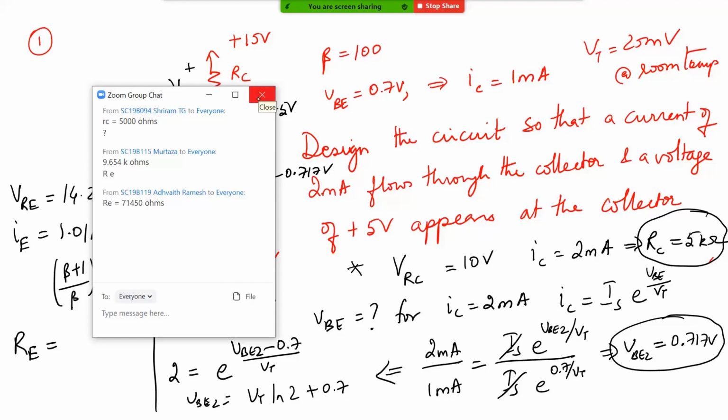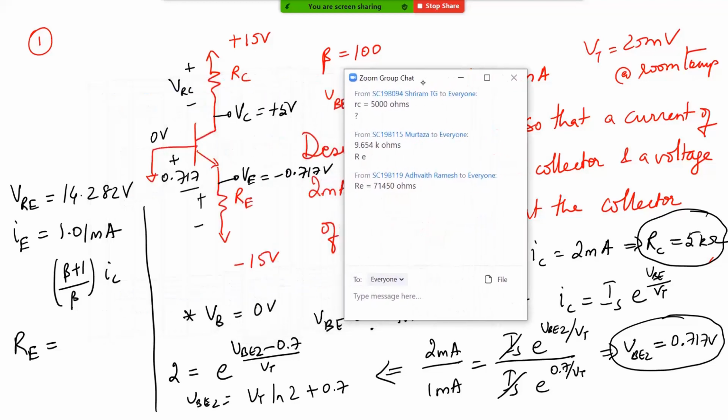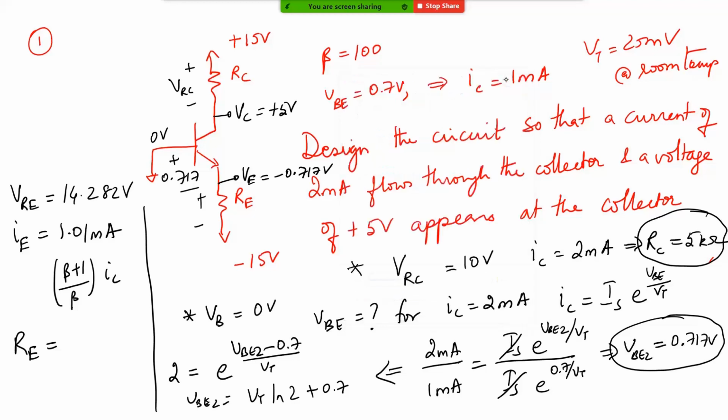Someone had 9.6 kilo ohm. That is not correct. 7.14, also I'm not sure. You're kind of close, but not exactly. Sorry, one second. This is not 1.01 milliamp. Your collector current is 2 milliamp.